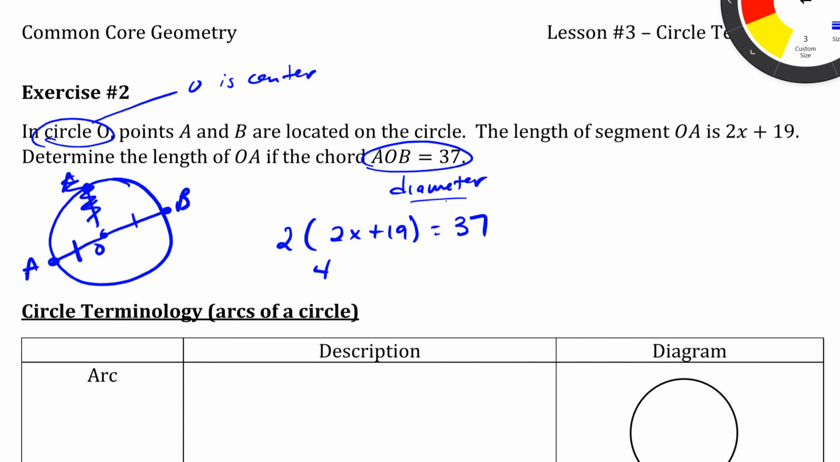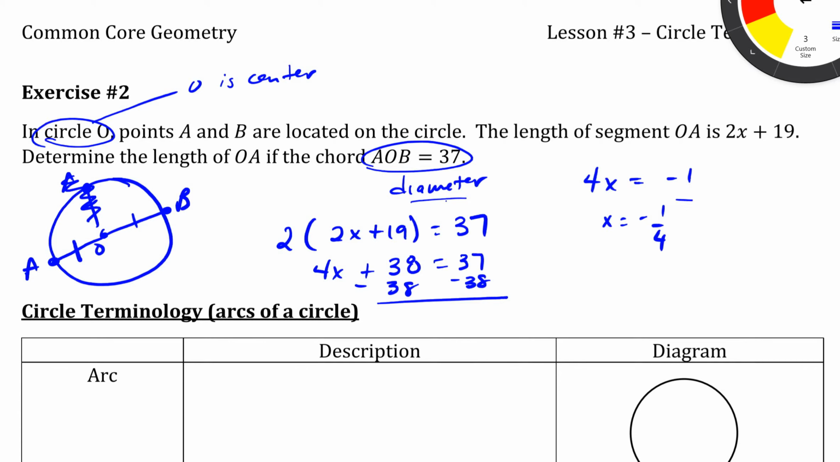If I distribute and solve, I get 4x equals -1, or x equals -1/4. The x value can be negative, but if I plug it back in, I shouldn't get a negative length of a segment.